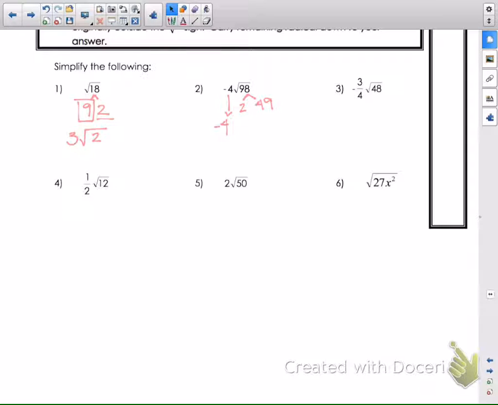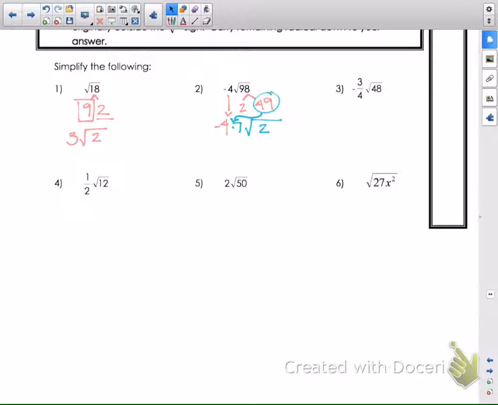49. Why might this be a good thing to divide by? Because I know that I can square root 49, right? What is the square root of 49? 7. Where does that number 7 go? On the outside. With the 4. What do we do with that and the 4? We multiply them. What stays inside? The 2, because I cannot square root the 2.